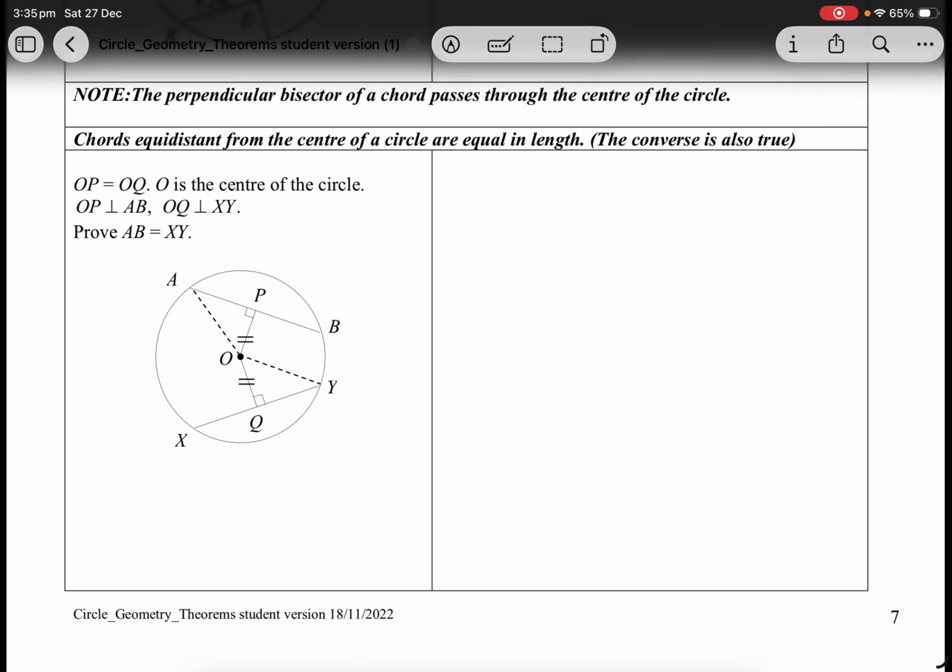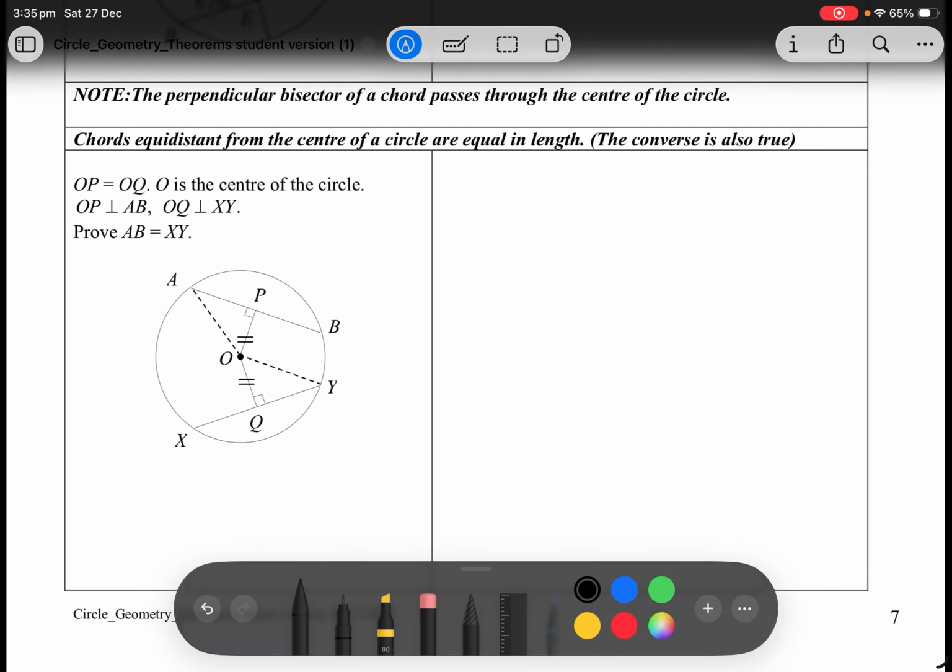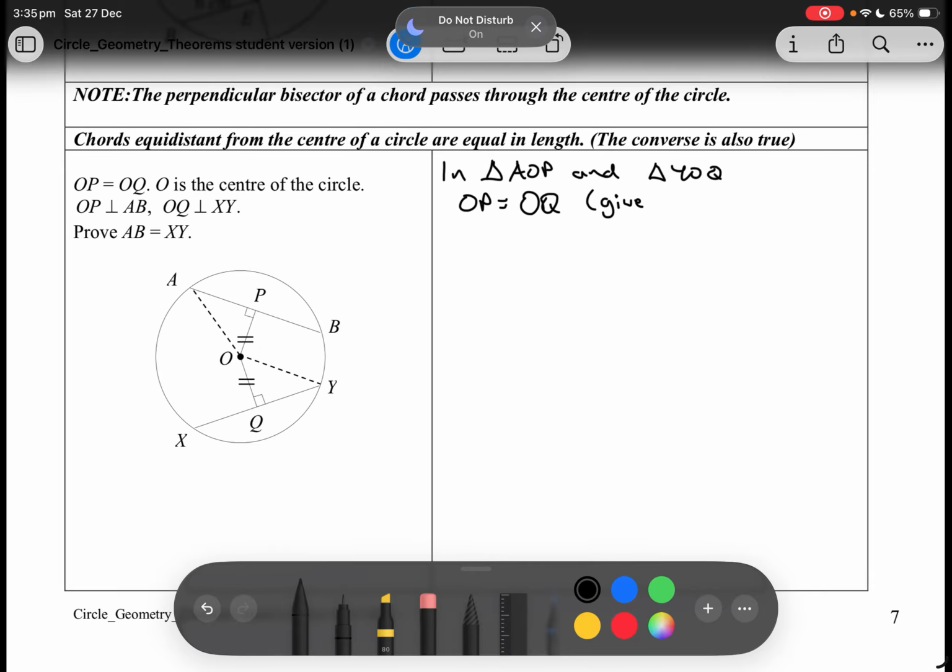Now, once again, we've drawn in these dotted lines, AO and YO, in order, once again, to make these triangles. Now, since we've joined these up, we've made two triangles. We've made triangle AOP and YOQ. So we're going to introduce them. We're going to say that OP equals OQ. And the reason is that it's given. We know that OA equals OY. We know this because they're equal radii.